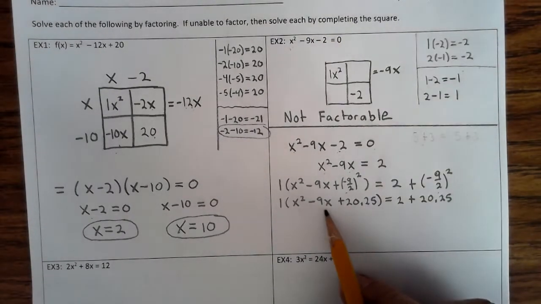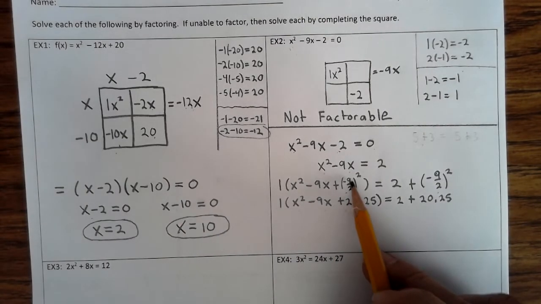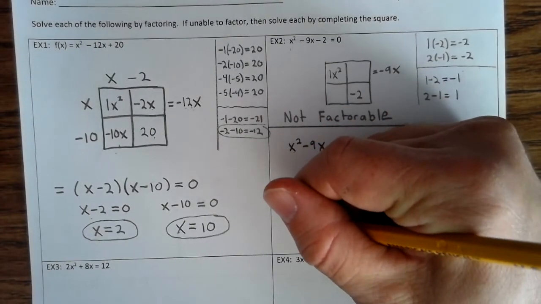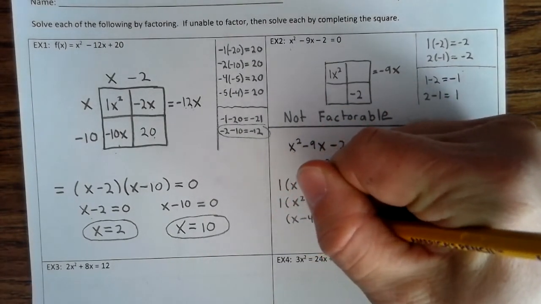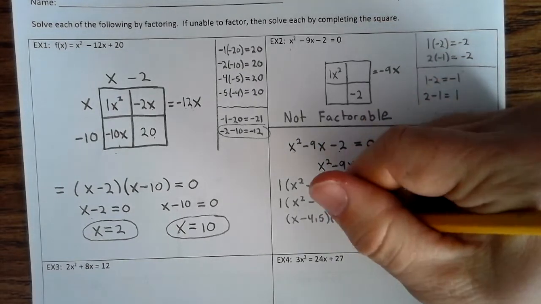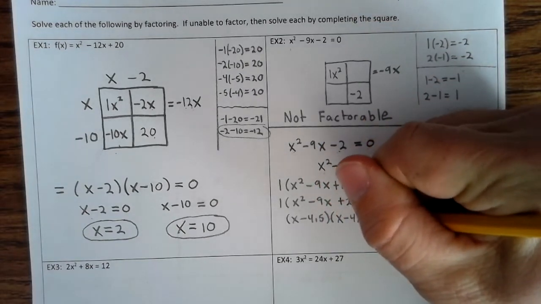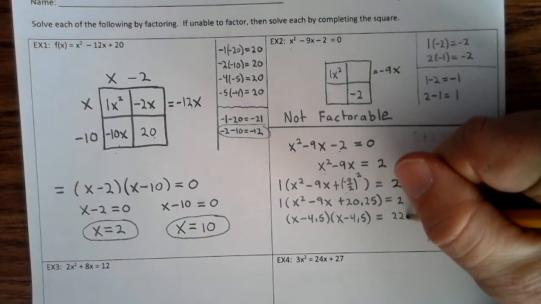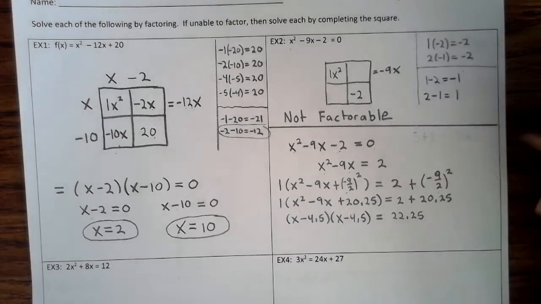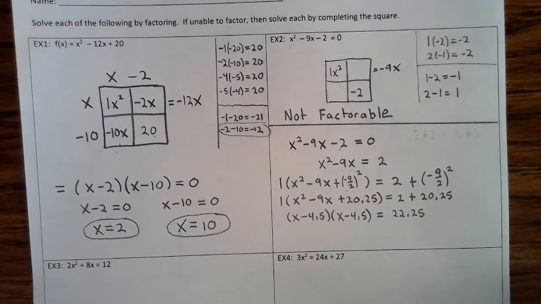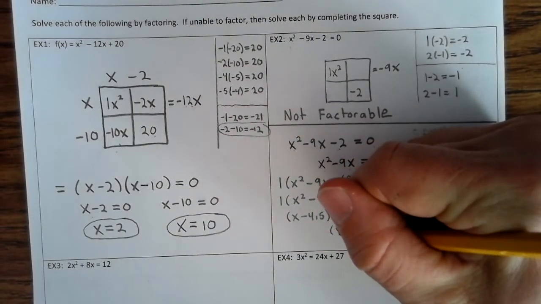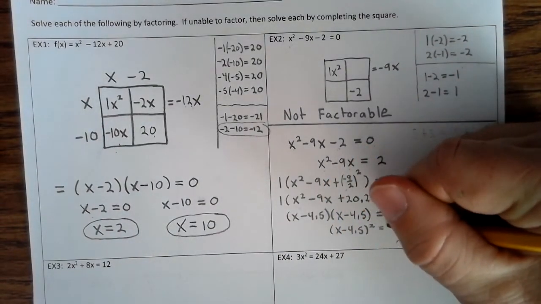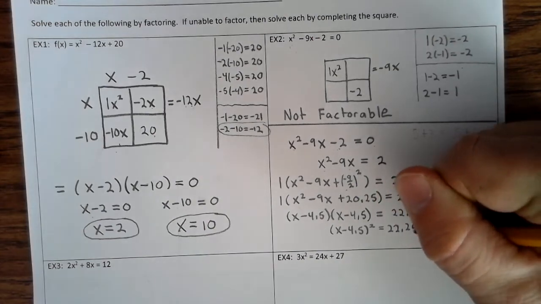Now, we can factor this because we've created the factor by this, which is negative 9 divided by 2 is negative 4.5. So we can ignore the 1, so we just have x minus 4.5 times x minus 4.5, which equals 22.25. Now this is just x minus 4.5 squared, which equals 22.25.